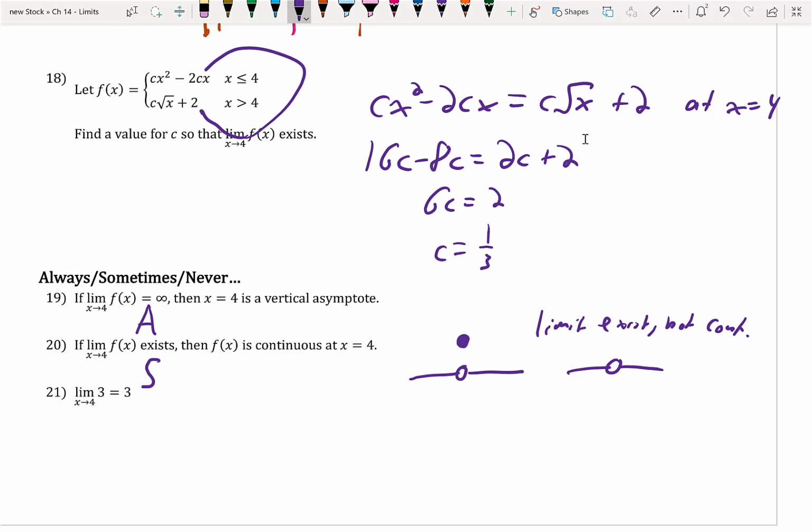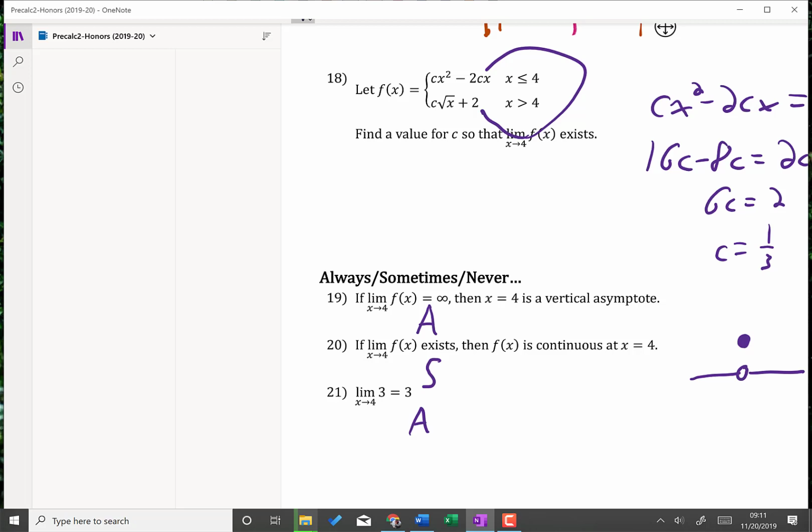And lastly, number 21, the limit as x approaches 4 of 3 is 3. That's an always. That's just a basic property of limits. We're saying as x approaches 4, what's the y value of the line y equals 3? It's going to be 3 everywhere. Okay. Stop.